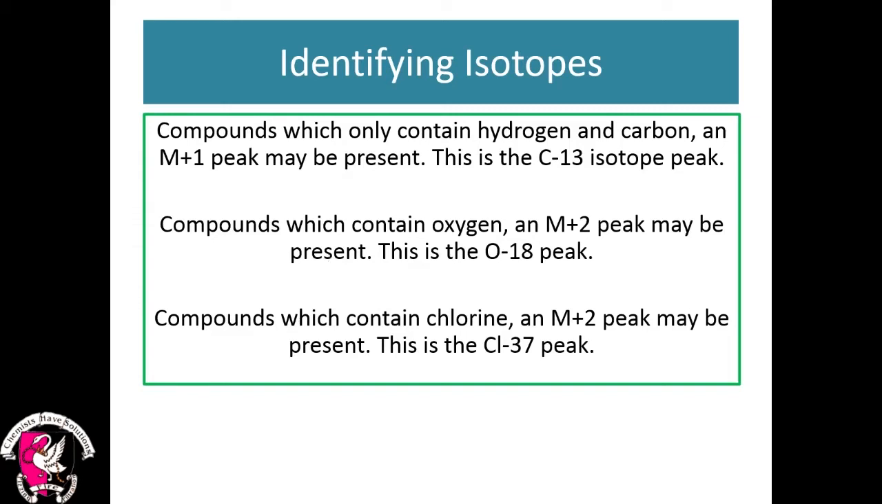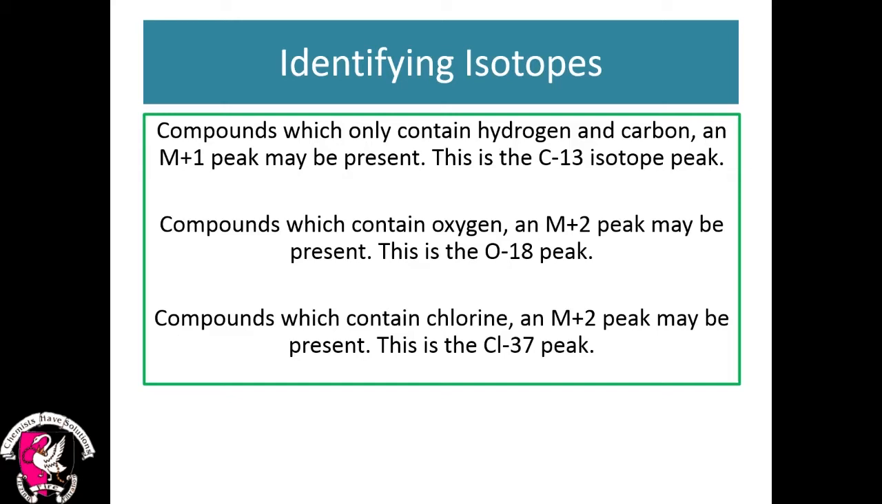Okay, so that's that. Now just looking at some isotopes within compounds. Compounds which only contain hydrogen and carbon may give you an N+1 peak. What I mean by that is a peak one space to the right of your molecular ion peak, which could be due to a C13 isotope peak. Obviously a very small amount of carbon, about 1%, is actually carbon 13 in any given sample, so you could get a very, very small carbon 13 isotope peak just one space to the right of your molecular ion peak.